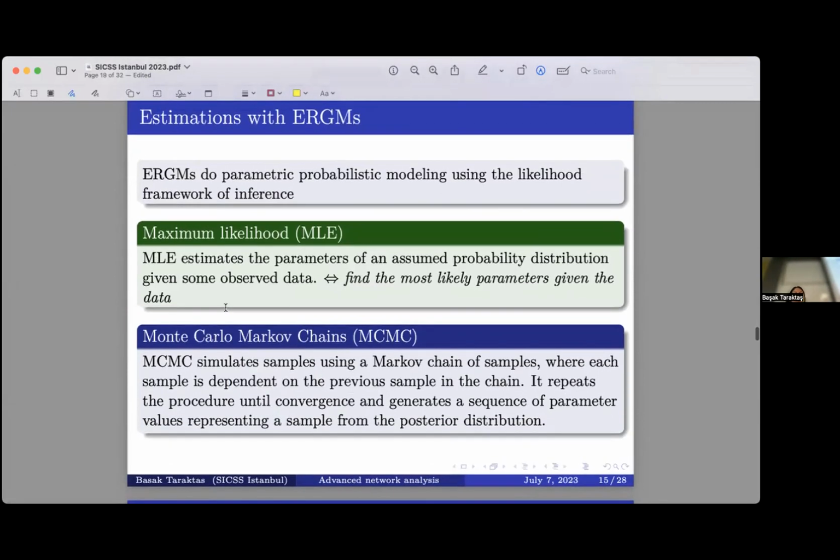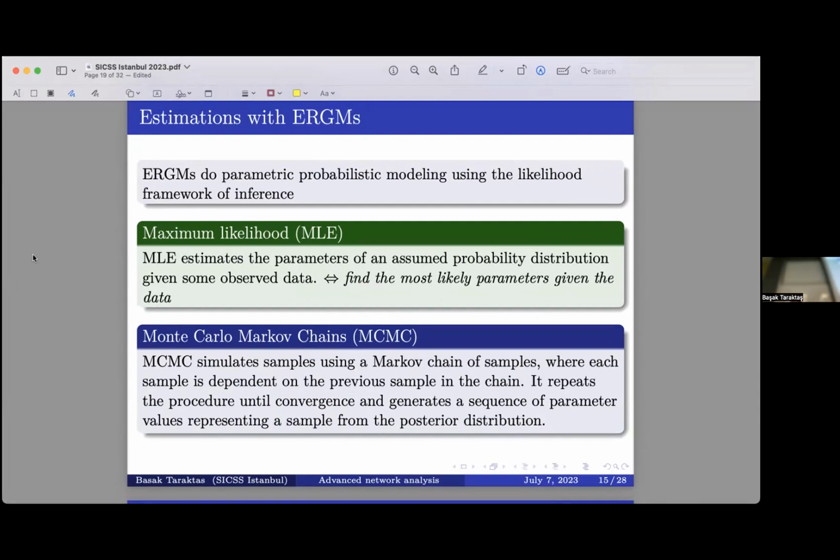All right, so how do we do estimations with exponential random graphs? So basically, it's a probabilistic modeling where we use the likelihood framework of inference. Have you guys heard of maximum likelihood in statistics? So what's the idea behind maximum likelihood, roughly?